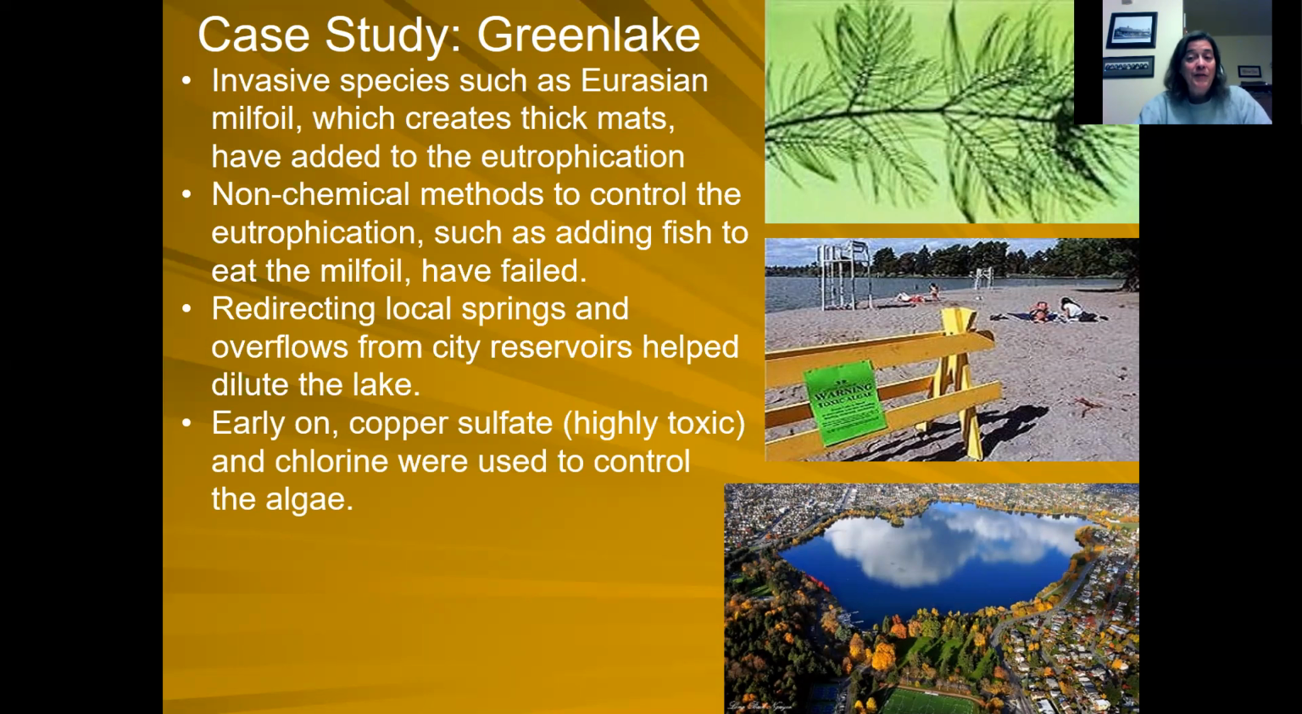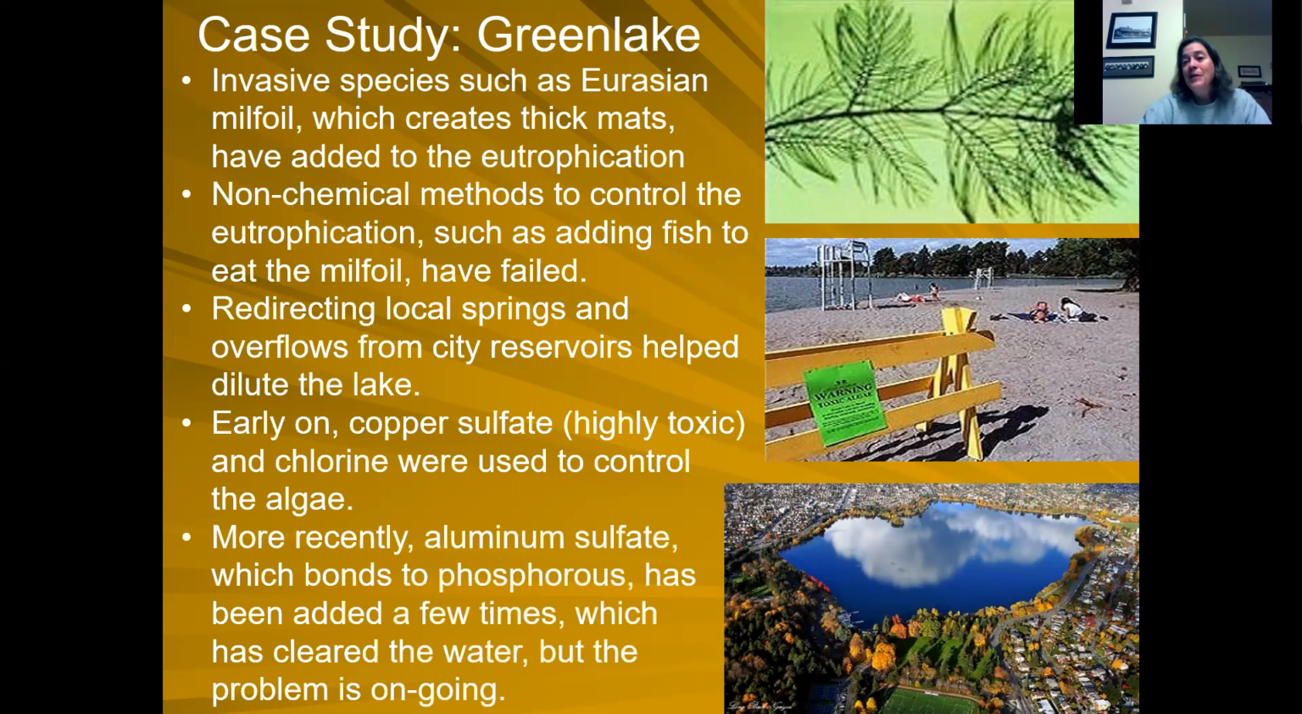Early on, they used copper sulfate, and like at school, we have to be very careful whenever we use copper sulfate to dispose of it properly. It's highly toxic. They actually put that in Green Lake to try to kill things off. And chlorine, again, you don't want to be putting those in natural systems. So more recently, they are using aluminum sulfate. And what aluminum sulfate does is it reacts with the phosphorus, and I think it actually precipitates it out. So you remove those nutrients from the water, and then Green Lake looks the way it does in that lower picture, which is nice and clear.